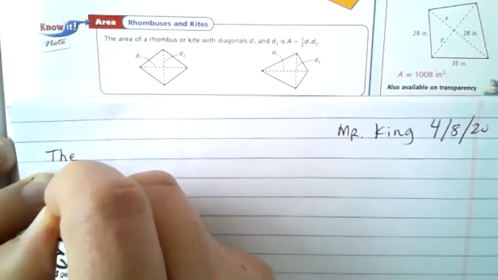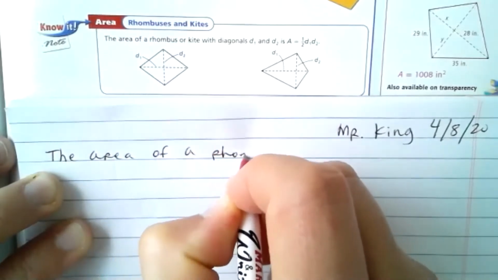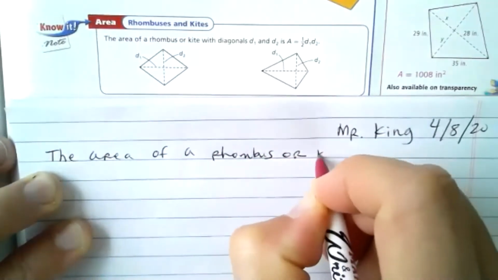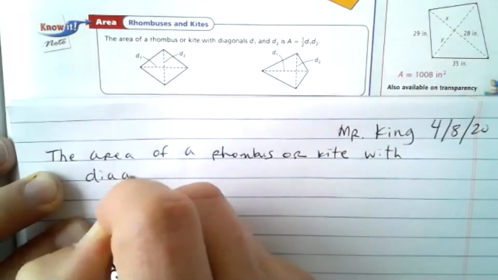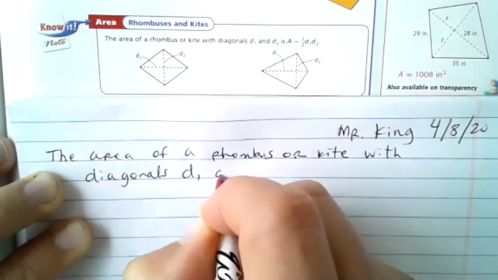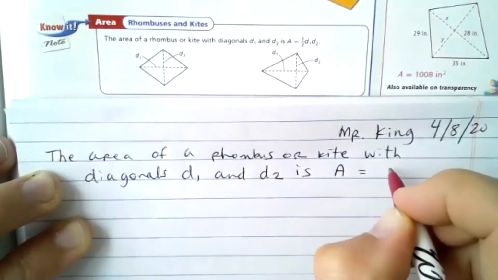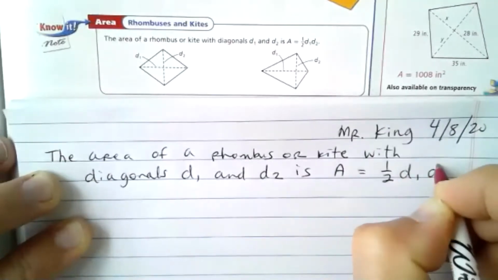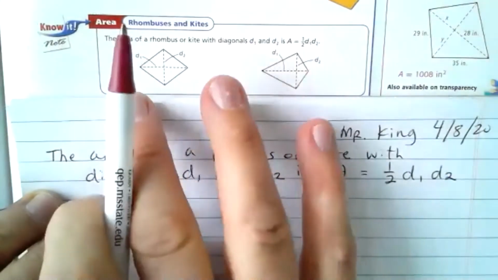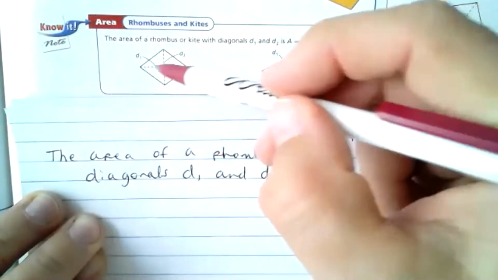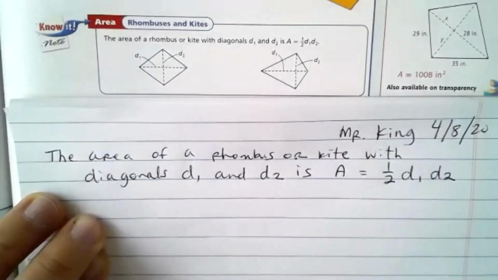It says the area of a rhombus or kite with diagonals D1 and D2 is area equals 1/2 D1 times D2. So it's very simple. All you have to do is look at your shapes here. In order to get the area of these two shapes, you take their diagonal lengths and you multiply them together, and then you divide them by 2. It's very straightforward, not much to that, okay?